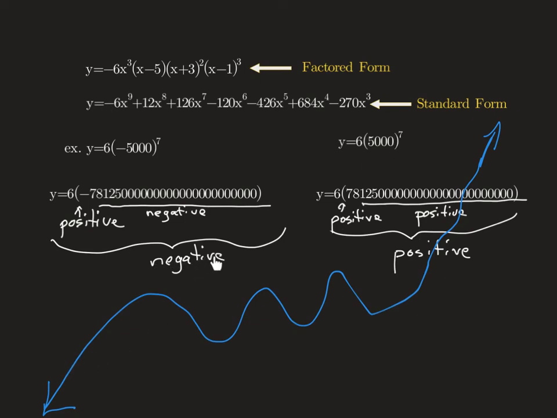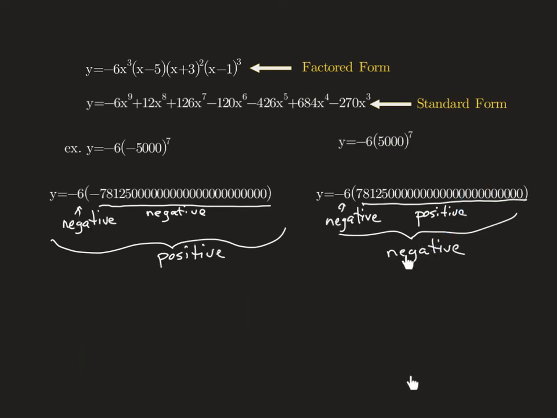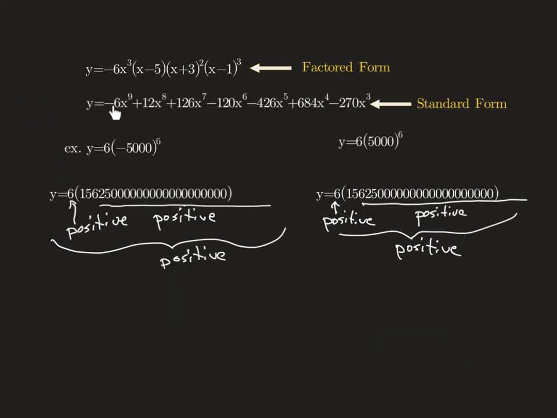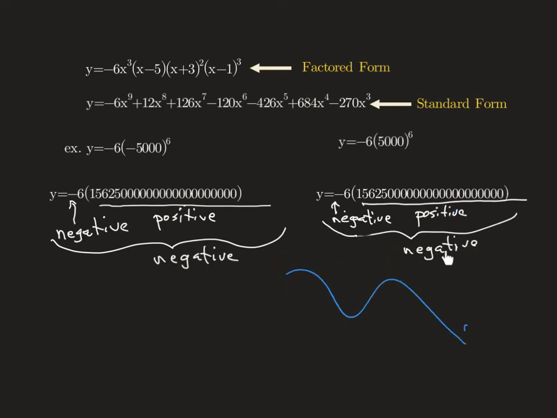But if you have a negative coefficient, you're going to be really low over here and really high over on the left, right? Whereas if you have an even degree, well, you know that if you have a positive coefficient, you're going to be really high on both sides, and if you have a negative coefficient, you're going to be really low on both sides.